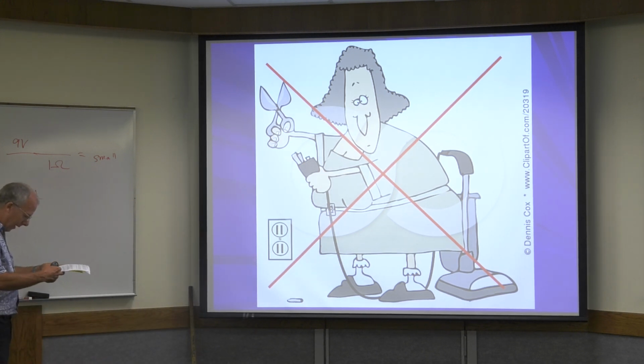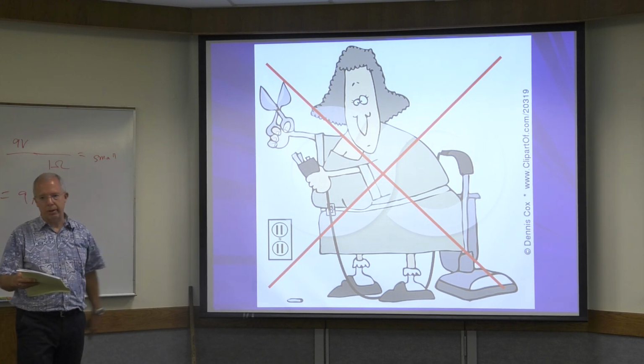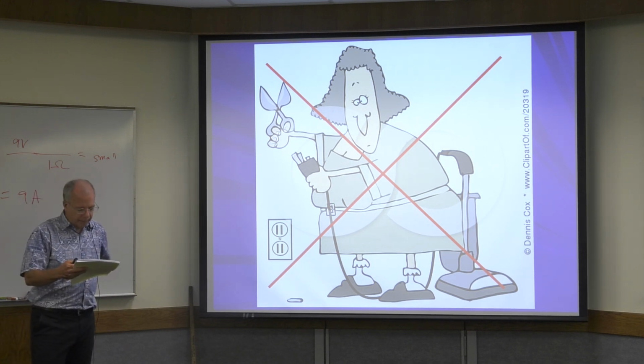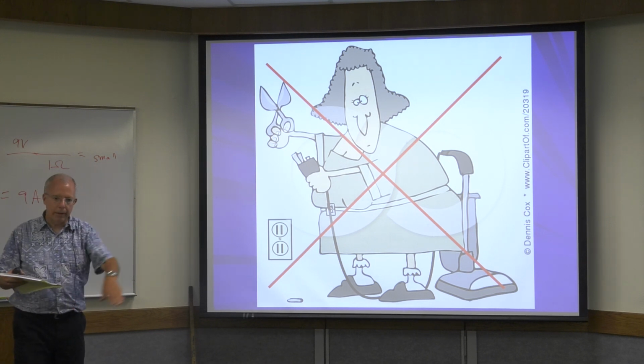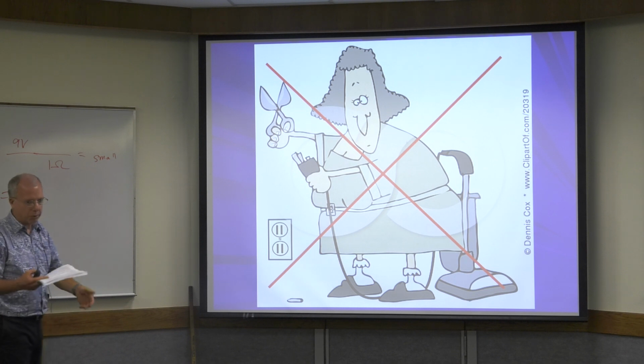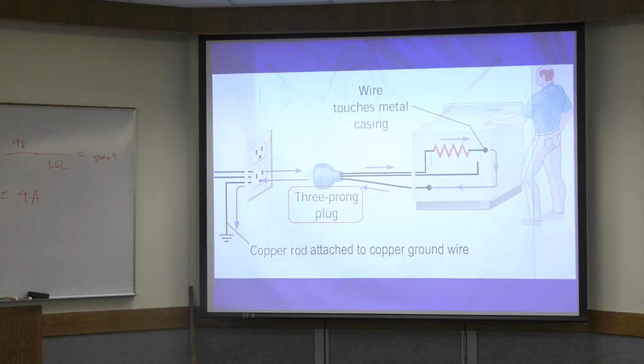Don't do that. Another reason for grounding: let's say your house gets hit by lightning or something like that, or there are power surges. The grounding wire provides an alternate path for that high surge of electricity to go through so it doesn't wreck all your equipment. All right, so grounding is just a safety thing.